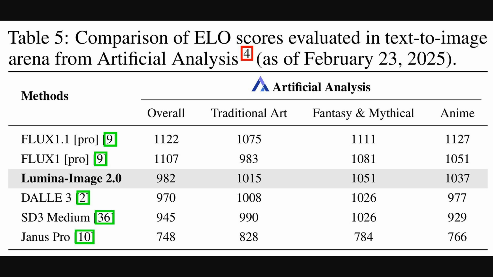Okay, so beyond those specific benchmarks we just looked at, this next table shows results from a different kind of evaluation. This uses ELO scores based on comparisons in the Artificial Analysis text-to-image arena. Think of it like a ranking system. Lumina-Image 2.0 gets an overall ELO score of 982 here. So, looking at the table, that puts it ahead of models like DALL-E 3 and Stable Diffusion 3 medium, but behind the Flux models shown. It suggests Lumina holds its own, performing quite competitively, even if it's not at the very top of this particular leaderboard.